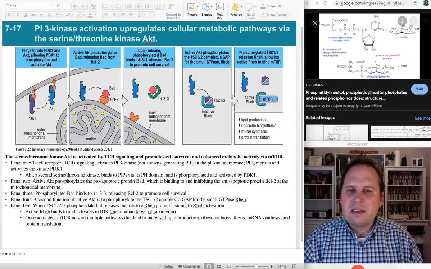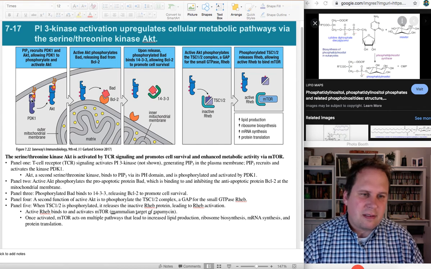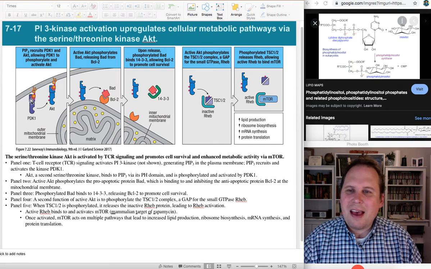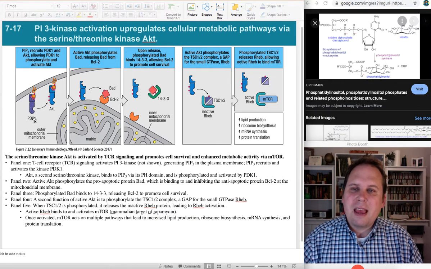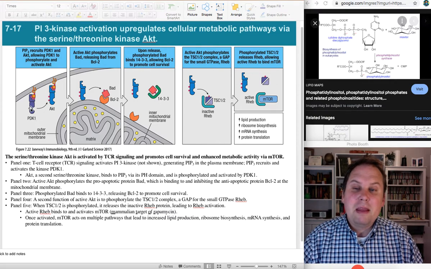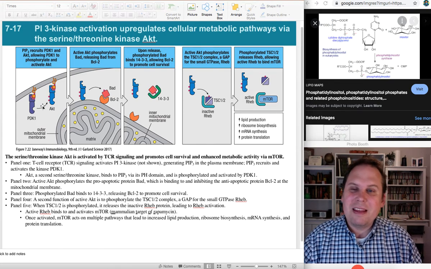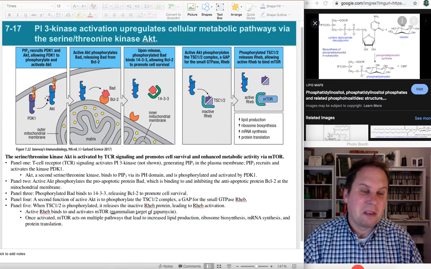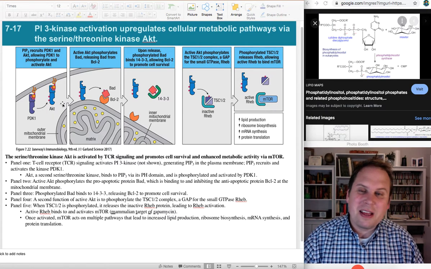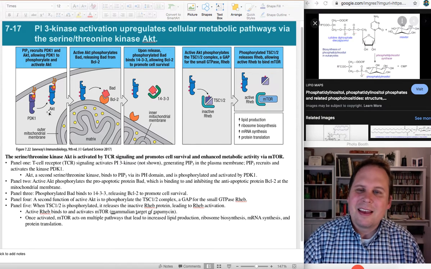So let's look. All right. If you have PIP3 floating along in the membrane, then PDK is going to bind that. Sensible. PDK is a kinase. If it's got a K in it, it's probably a kinase. PDK will activate AKT. AKT is also a kinase, and you can tell from the picture. See that little notch there? It means it's a kinase.